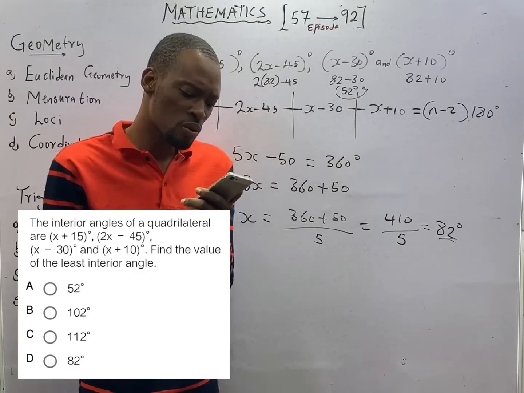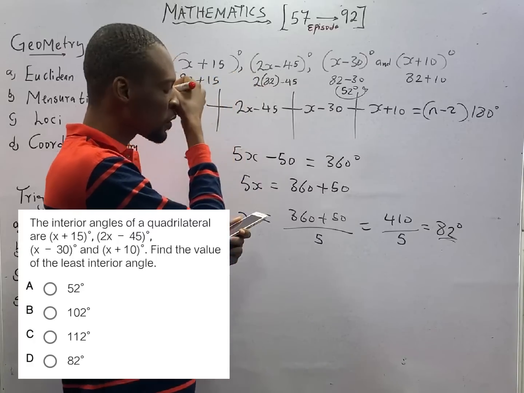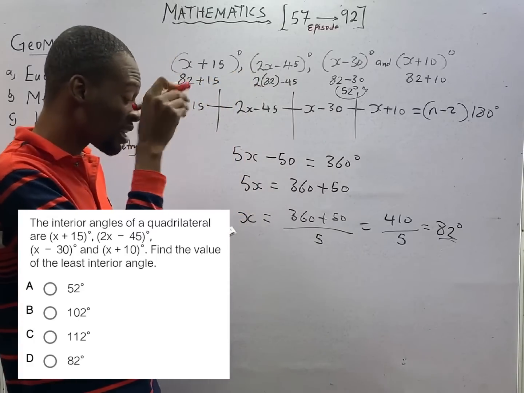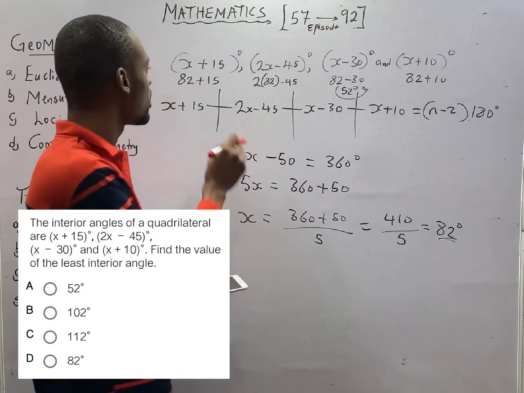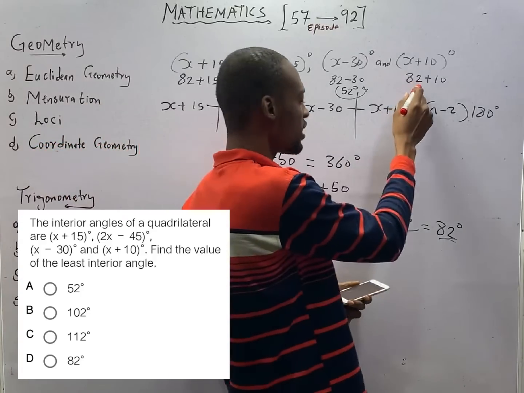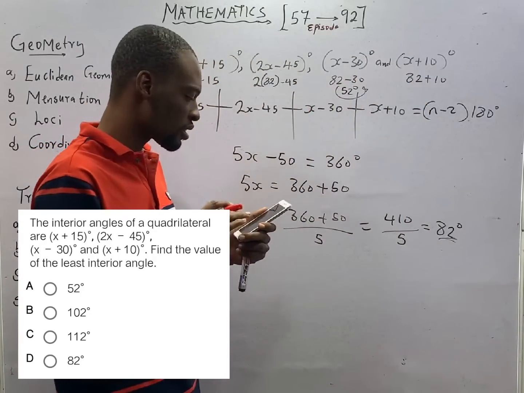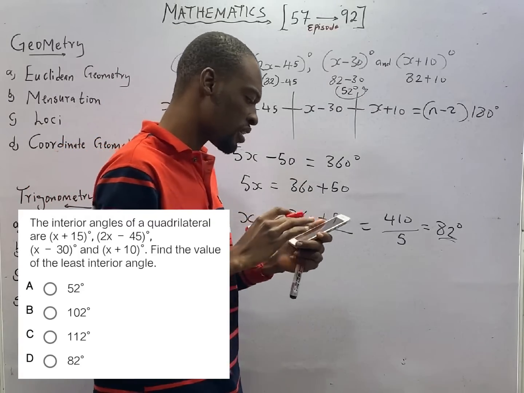And the biggest angle is 2 times 82 minus 45. That one will give you 117 degrees. Here will give you 97 degrees, and here will give you 92 degrees. So the smallest is 52 degrees, as seen in option A.